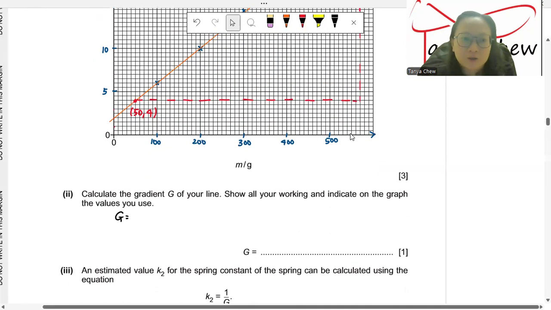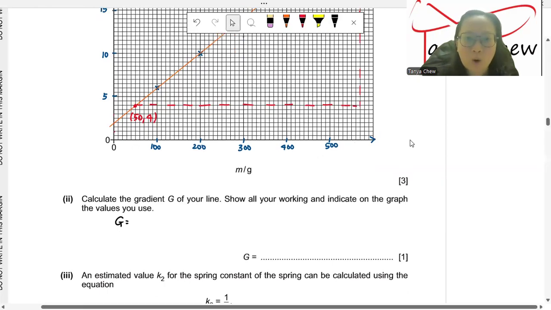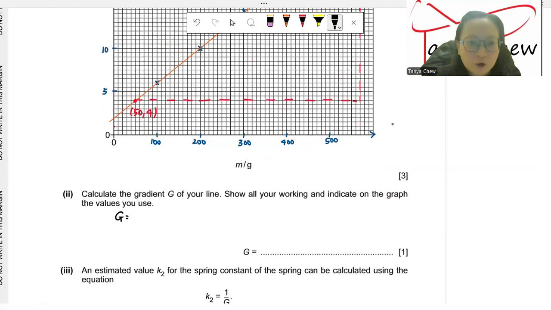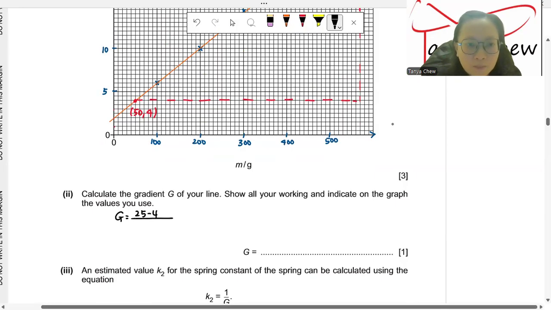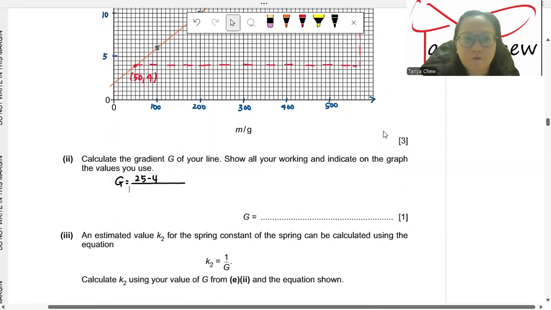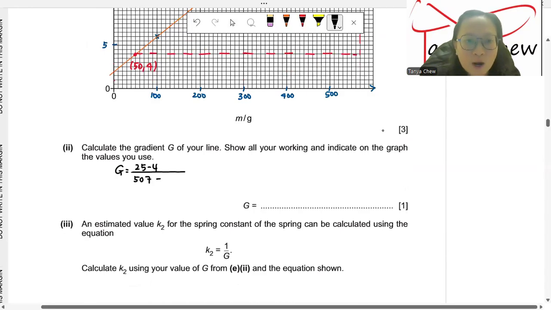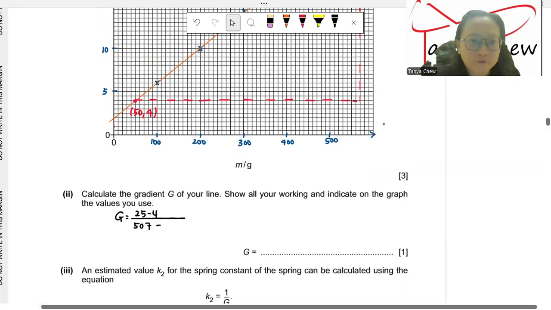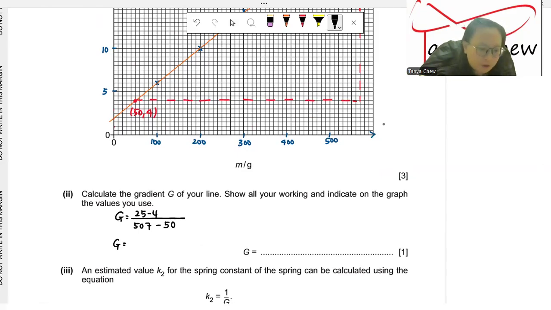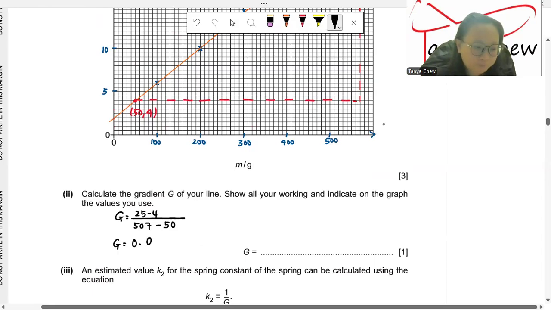So my gradient would be: Y2, which is 25, Y1 is 4, X2 is 507, X1 is 50. And I calculated 25 minus 4 divided by 507 minus 50. The answer that I got was 0.046. So 0.046 is my answer.